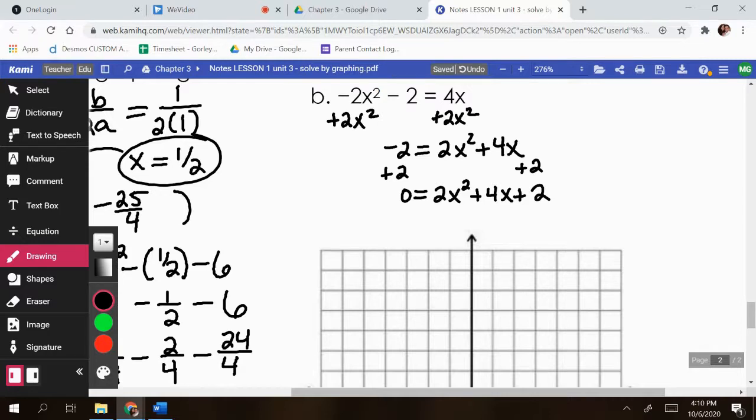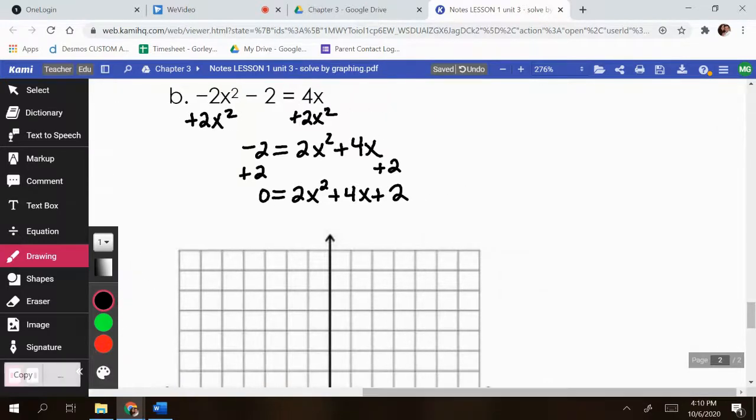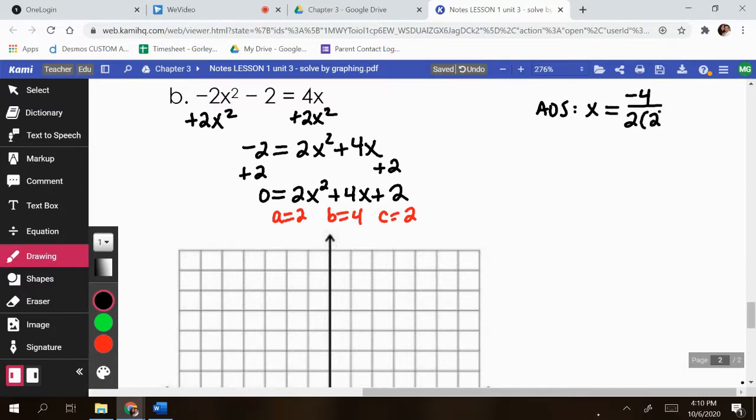All right. So now, again, it's in standard form, so we're going to go through the same process. My axis of symmetry is going to be negative b over 2a. So my a value is 2, my b value is 4, and my c value is 2. X equals opposite b would be negative 4 over 2a. A is 2. So I end up getting x equals negative 1 as my axis of symmetry.